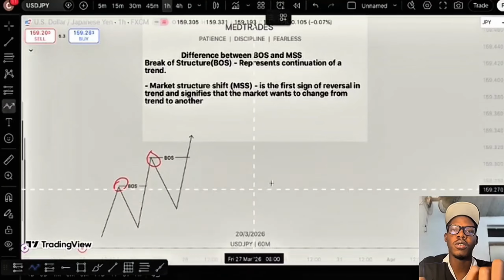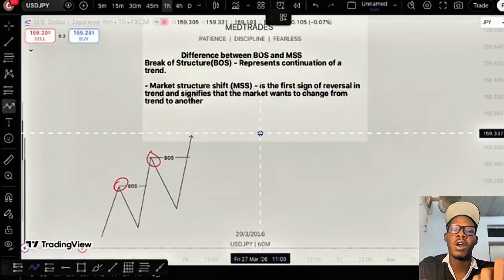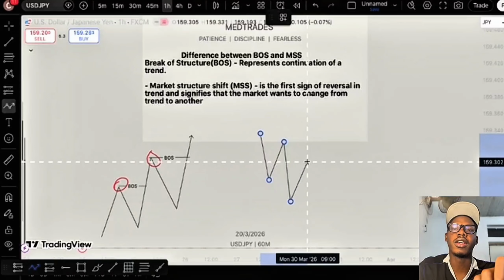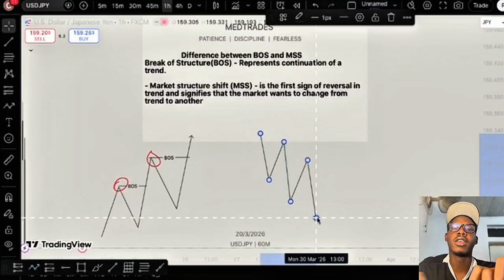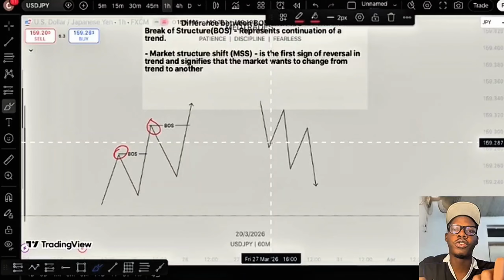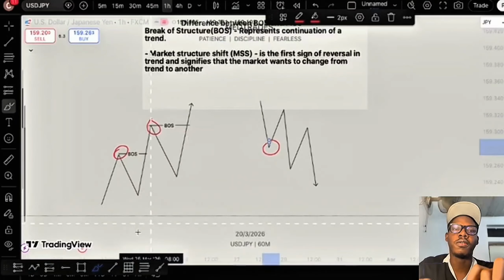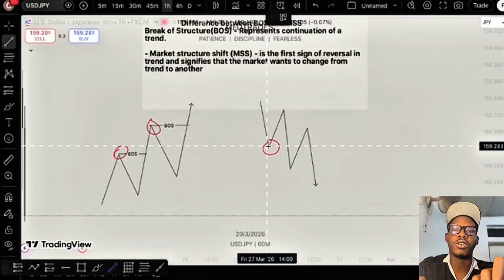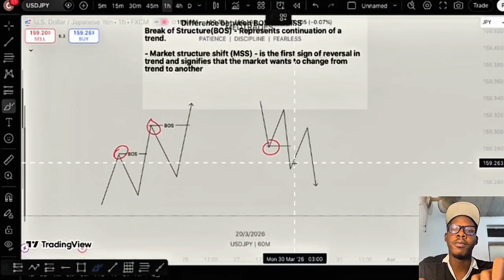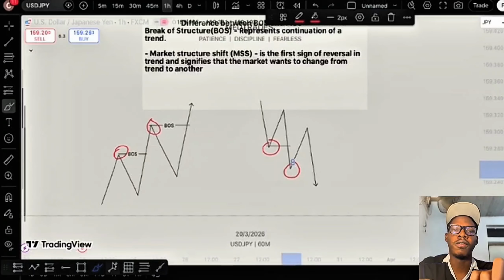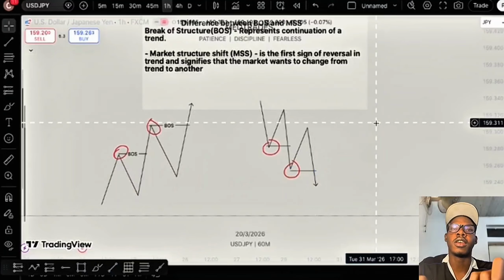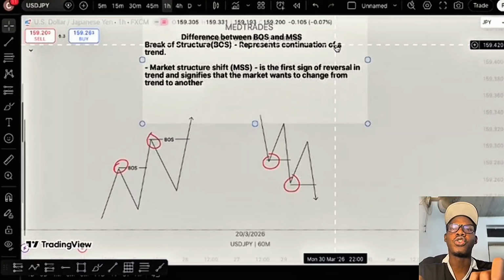Now in a downtrend, we'll see what? Lower high, lower low, lower high, lower low, lower high, lower low, right? So what can we see here? When price breaks through the lower low, it forms a break of structure. As you can see, when price comes again and breaks the recent lower low, it forms another break of structure.